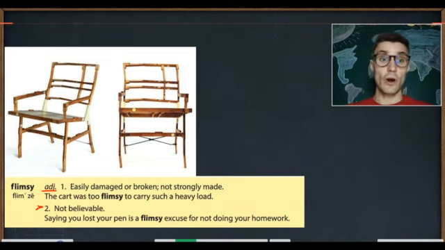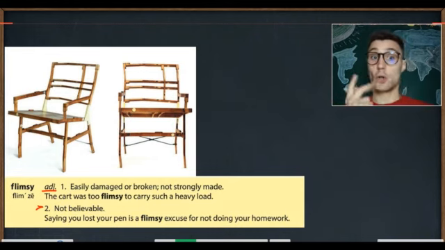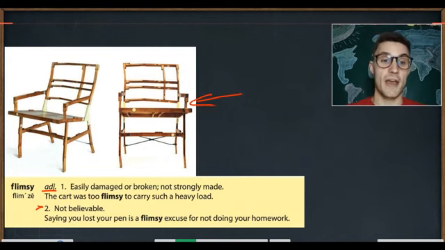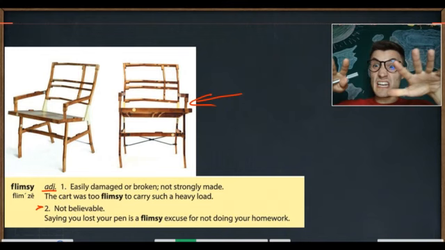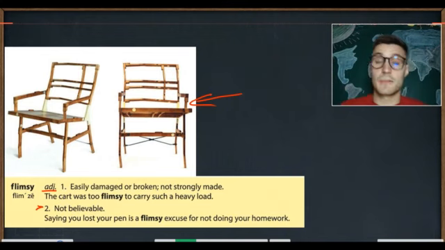Why didn't you do your homework? I lost my pen. The dog ate my homework. Someone stole my book. That's a flimsy excuse. This is a very flimsy chair. Name one other thing that you can see around you that could be flimsy. I see a very flimsy table. If you put too many heavy things on it, it could break.